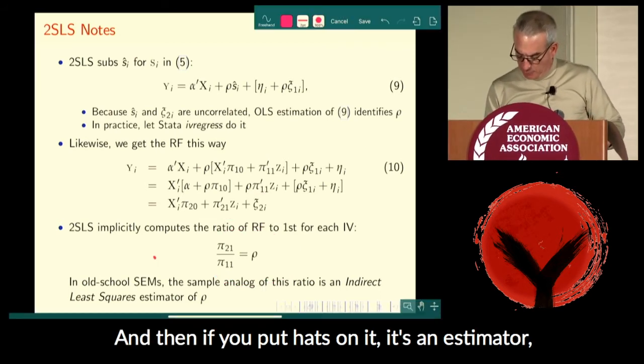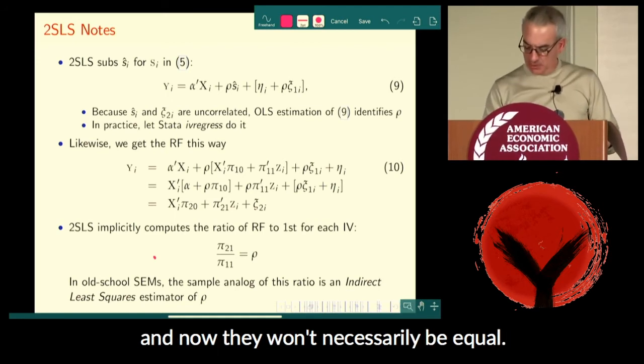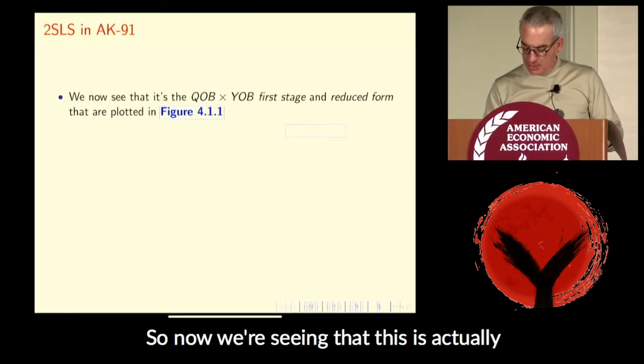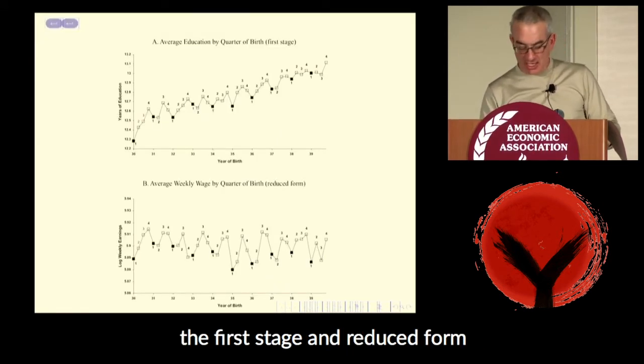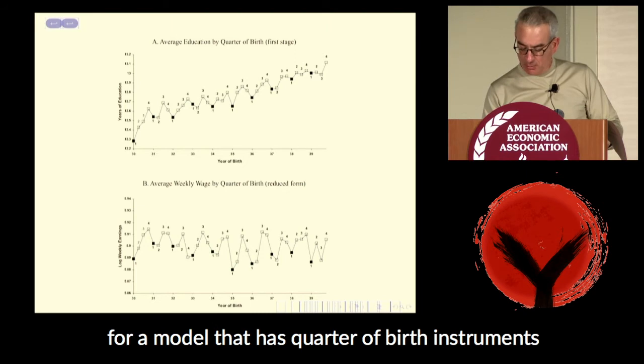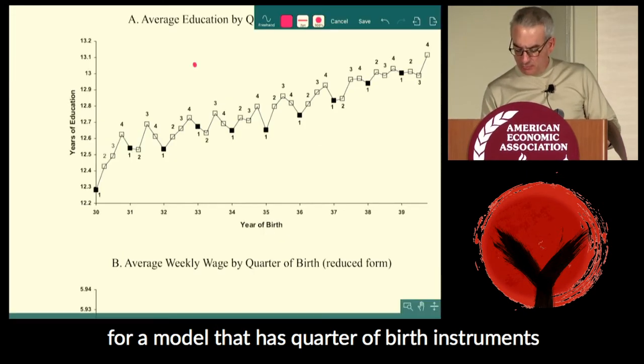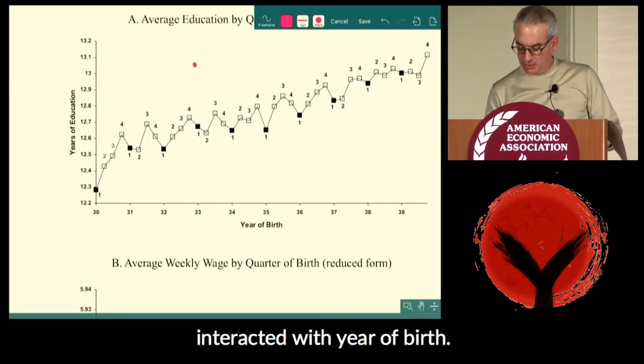And then if you put hats on it, it's an estimator, and now they won't necessarily be equal. In fact, you can test that. So now we're seeing that this is actually the first stage and reduced form for a model that has quarter of birth instruments interacted with year of birth.